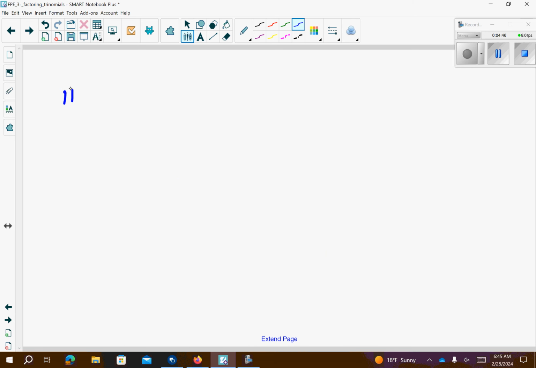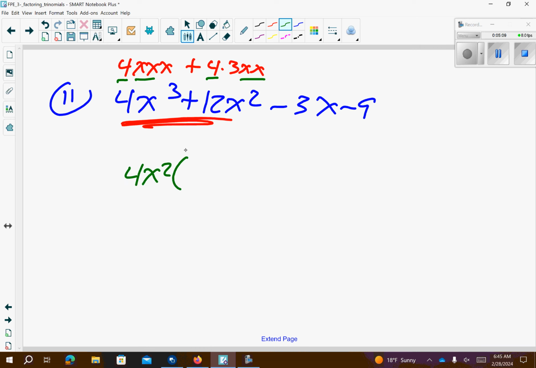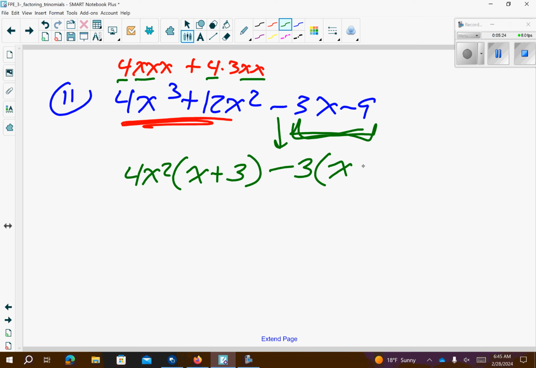Number 11. So let's take a look at that. Okay, so I know that that's going to be this. But think about 12. I'm not going to break it down all the way. What do I have in common? I have a 4 and a 4 and an xx and an xx. So I can factor out 4x squared. That leaves me x plus 3. And then this sign comes down. That means I'm factoring a negative out of both of those. Factor a negative 3 out, which becomes a positive x. Factor a negative out of a negative, that becomes positive. Combine like terms.